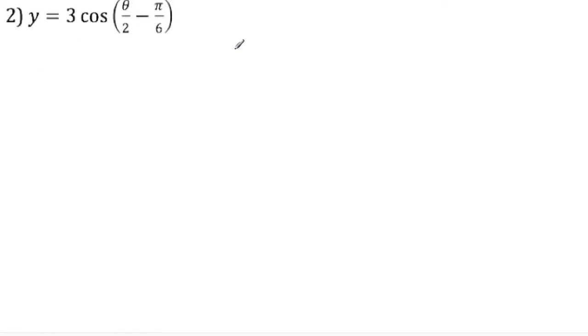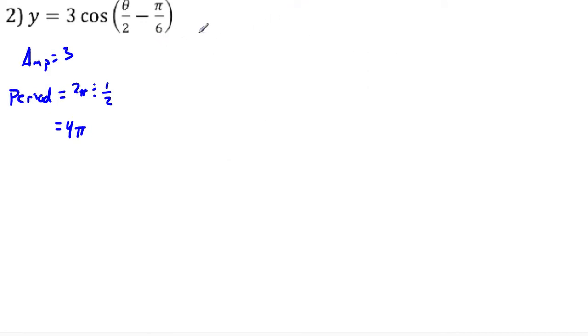So for number two is sort of the same deal. We know here that we can see the amplitude is going to be 3, and the period is going to be 2 pi divided by b, where b is the coefficient I'm multiplying theta by. This is going to be 2 pi divided by 1/2. Since b is 1/2, the period is going to be 4 pi.